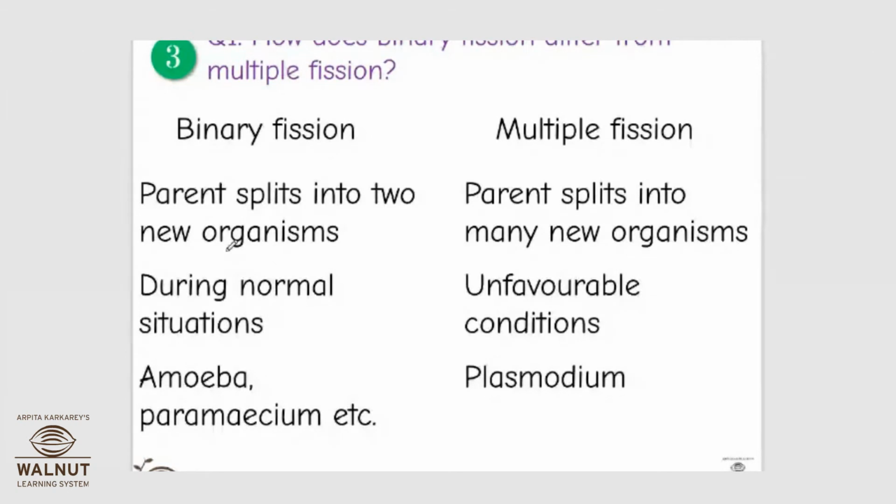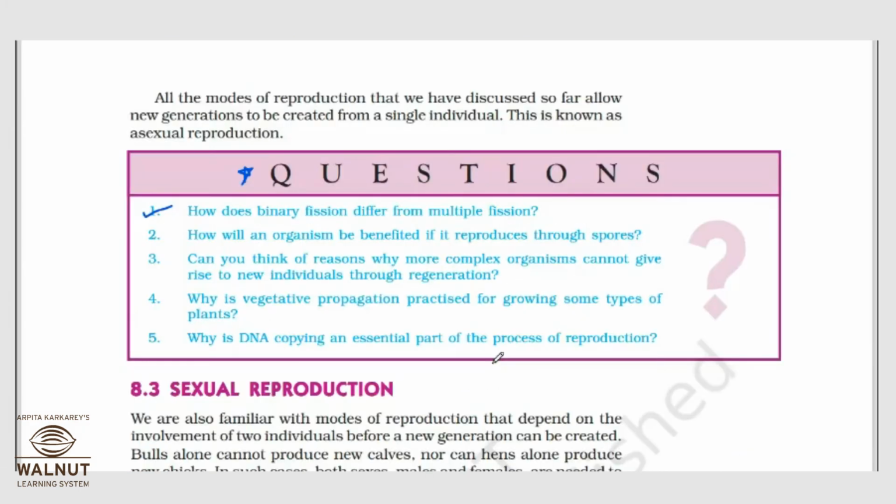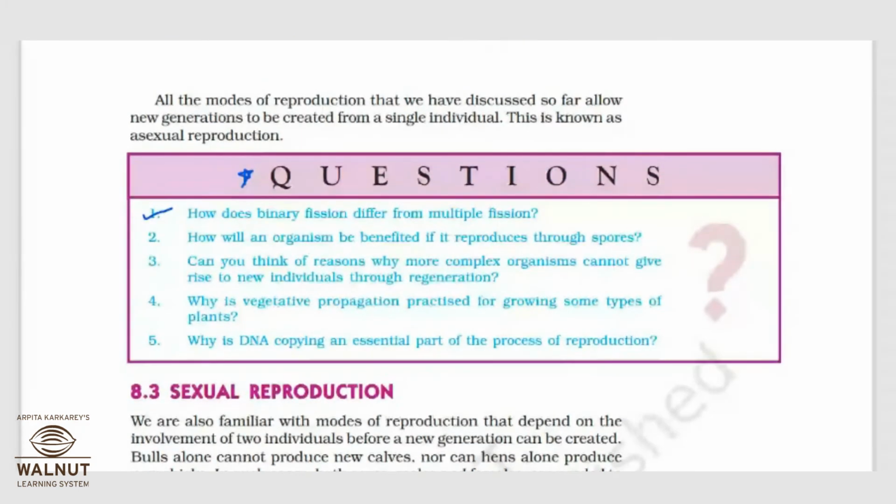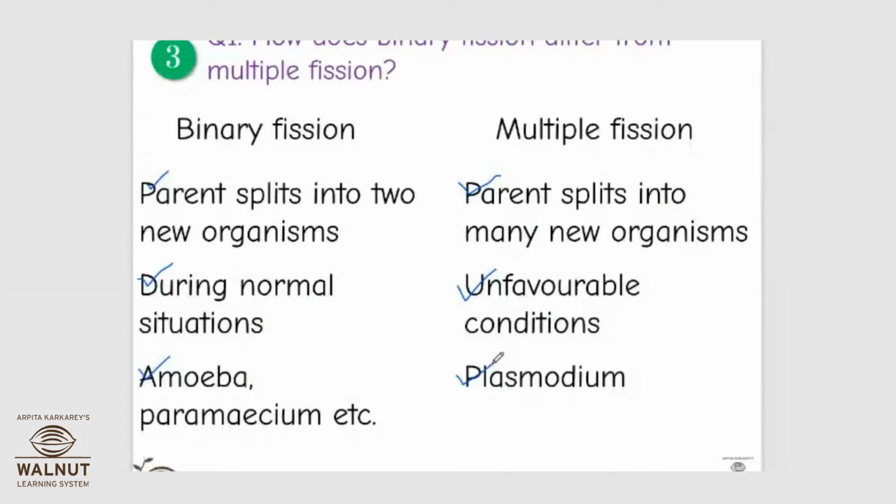So binary fission, first point: the parent splits into two new organisms. Multiple fission: the parent splits into many new organisms. Binary fission happens during normal situations, and multiple fission during unfavorable conditions. Examples given are amoeba and paramecium for binary fission, and plasmodium for multiple fission. Simple. And for binary fission, Leishmania also you can write, correct. Leishmania is also correct.